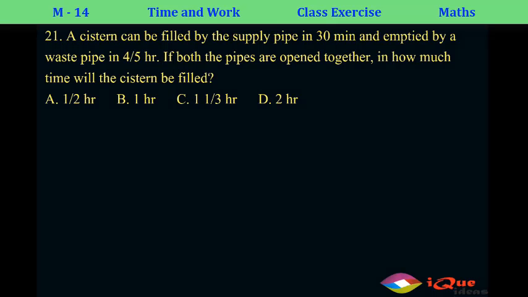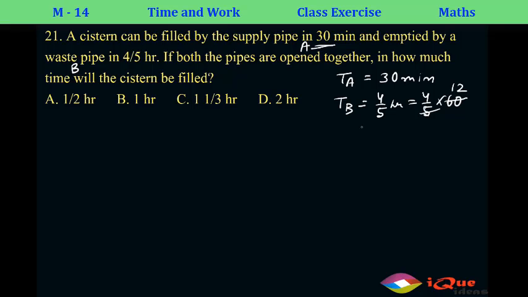This question says a cistern can be filled by the supply pipe in 30 minutes. So let's say supply pipe is A. So time of A alone is 30 minutes. And emptied by a waste pipe. Let's say waste pipe is B. So the time of B is equal to 4 by 5 hour. 4 by 5 hour, if you multiply by 60, 4 by 5 into 60. 5 cancels 60 12 times. So it is equal to 48 minutes. So we have the individual times 30 minutes and 48 minutes.